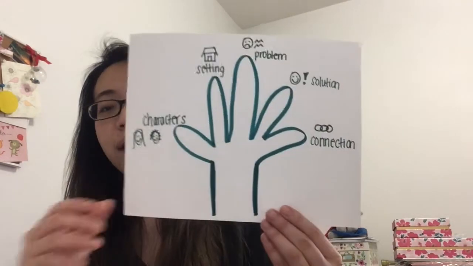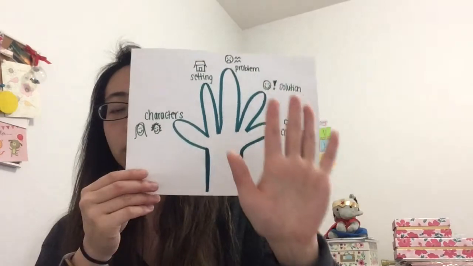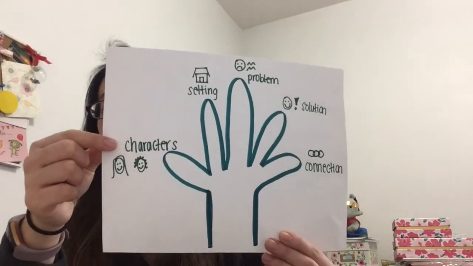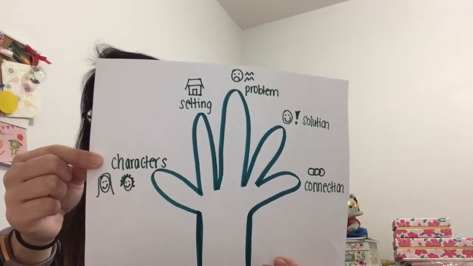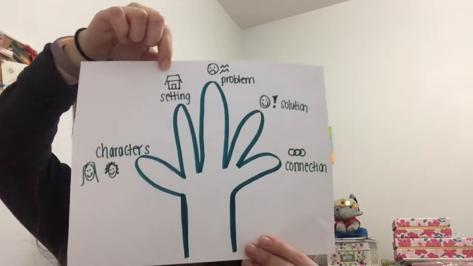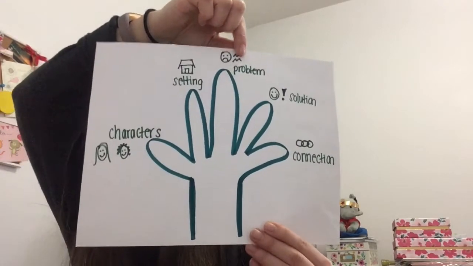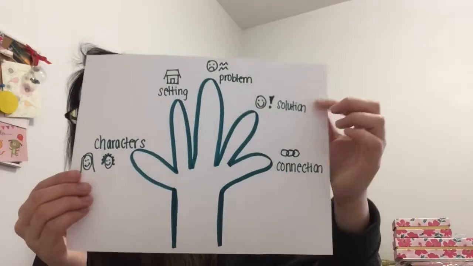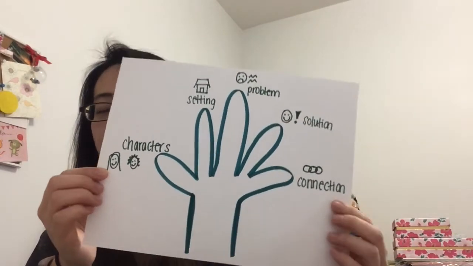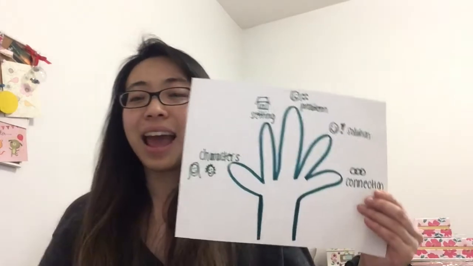After reading a fiction book, we can talk about these 5 things. 1, who the characters are in the story. The setting, which is where the story takes place. The problem. The solution, which is how the problem is solved. And then lastly, we have a connection, where we connect to something that happened in the book.